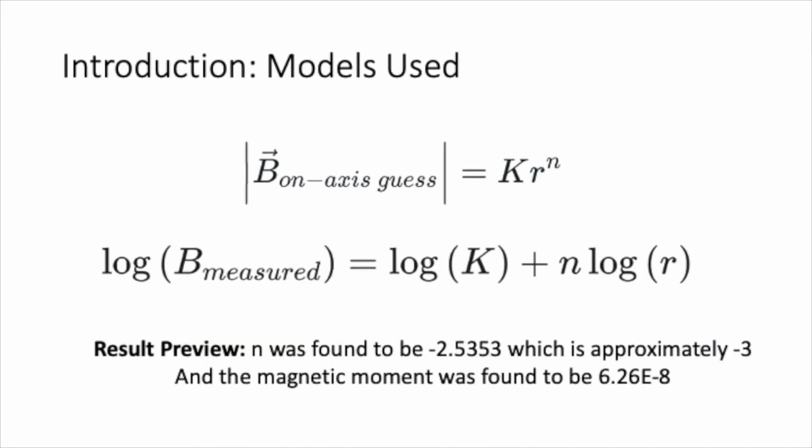The model used in this experiment assumed that the magnetic field on axis would be equal to some constant k multiplied by the distance to some power n. Since we're trying to find a relationship to distance, we are primarily concerned with finding n. From k, we can also find the magnetic moment, and a preview of the results of n and the magnetic moment can be seen on screen.